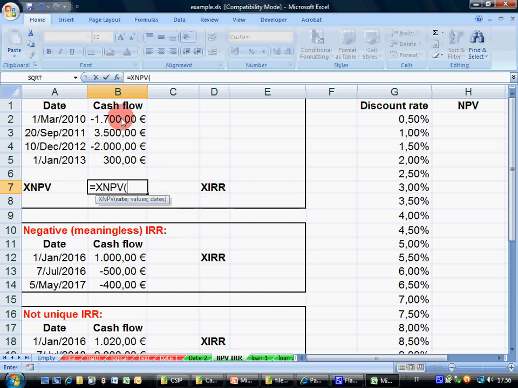Okay. First of all, the rate. You should decide your discount rate. It's a personal decision, or it's written in the text. So 3%. In 2011, 3% is a good discount rate. Then the values and the dates.